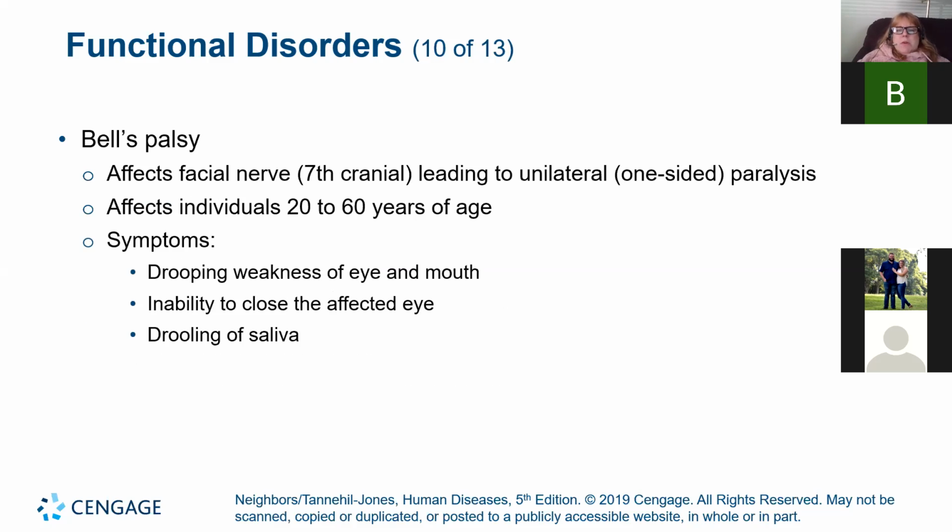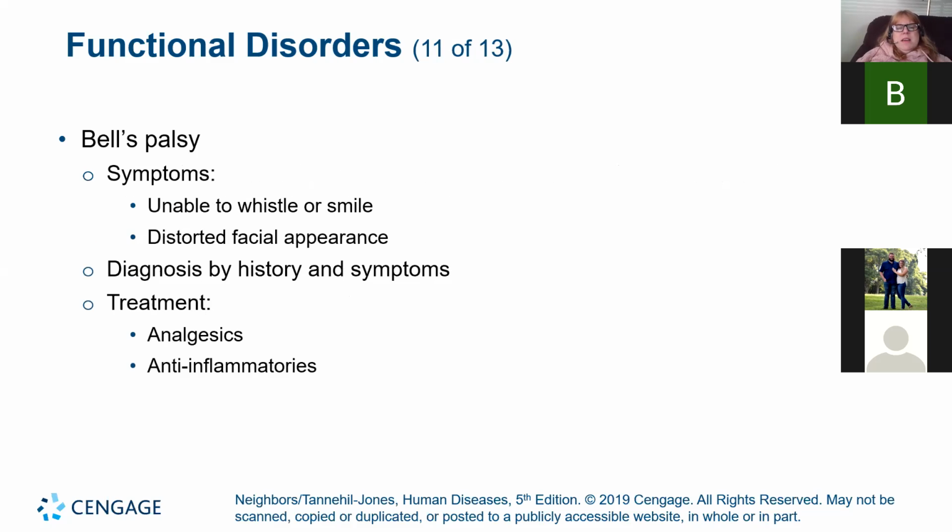Bell's palsy. We don't hear a lot about it, but this is a disease which affects the seventh cranial nerve, which is the facial nerve, and it leads to one-sided paralysis on the face. It commonly affects individuals age 20 to 60. The symptoms are a drooping or weakness in the eye and mouth, and inability to close the affected eye. People drool and they don't feel it. Okay, which is a very odd thing. They can't whistle or smile, and they have a distorted facial appearance.